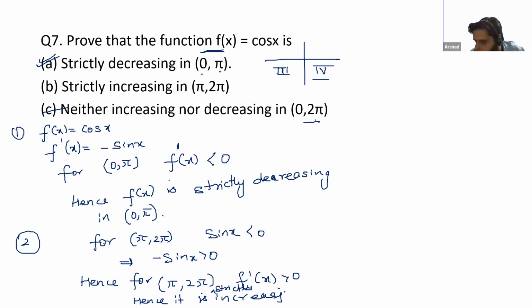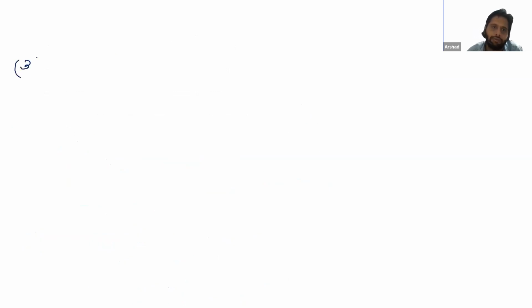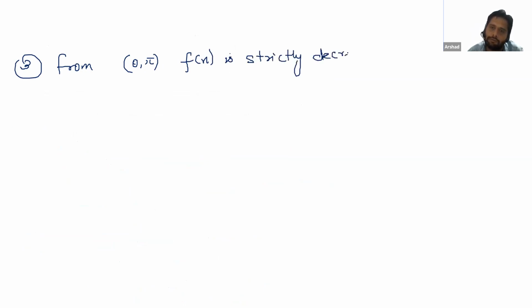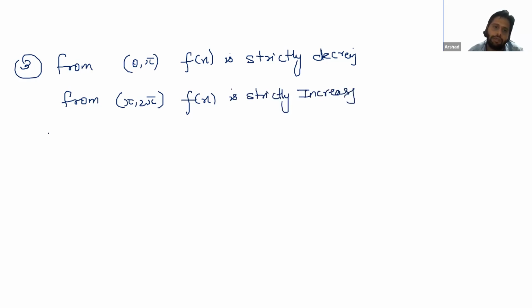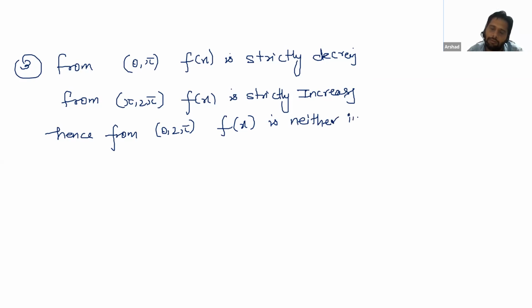So you can say here, the third one: from 0 to pi, f(x) is strictly decreasing. From pi to 2 pi, f(x) is strictly increasing. Hence, from 0 to 2 pi, f(x) is neither increasing nor decreasing. Okay, so I hope this is clear to everyone.